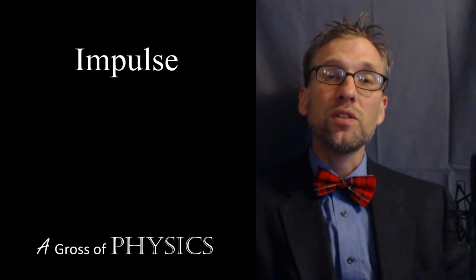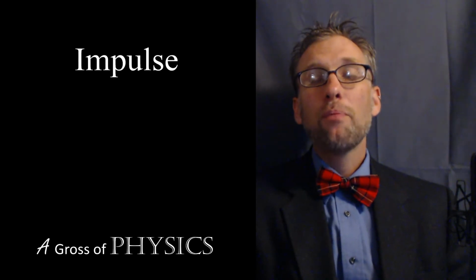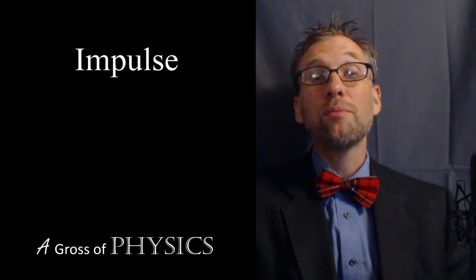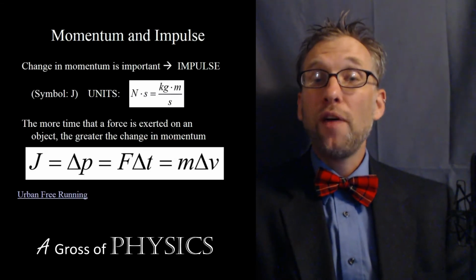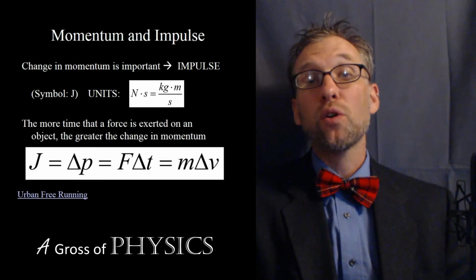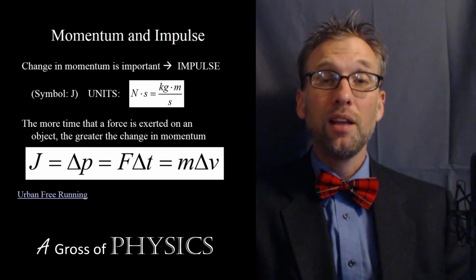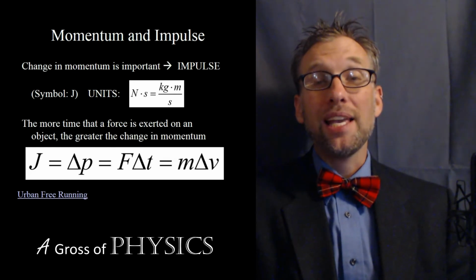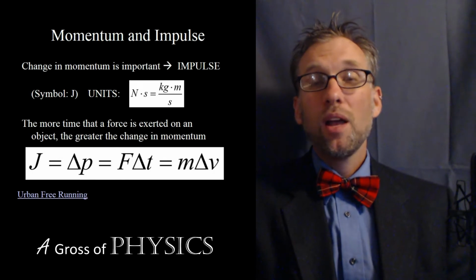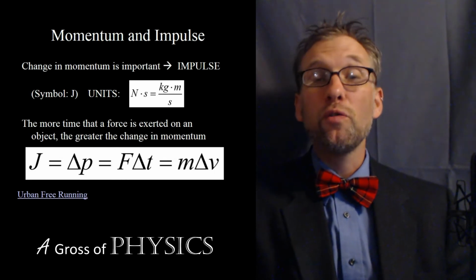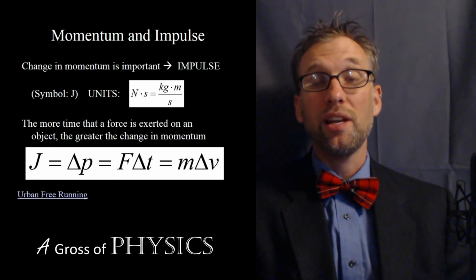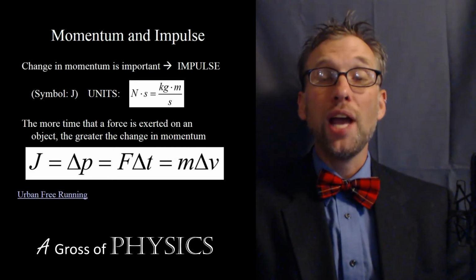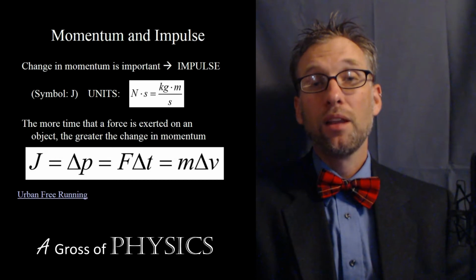Now, the impulse is slightly different, but it represents how the momentum changes as it interacts with other objects. So in fact, the impulse is just a fancy word for change in momentum. And delta p is the impulse. But since we need a new variable to represent impulse, we're going to use the letter J to represent impulse. So it's going to be J equals delta p.